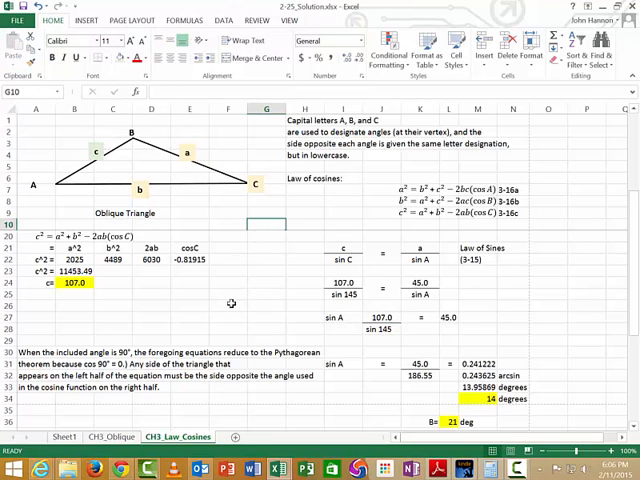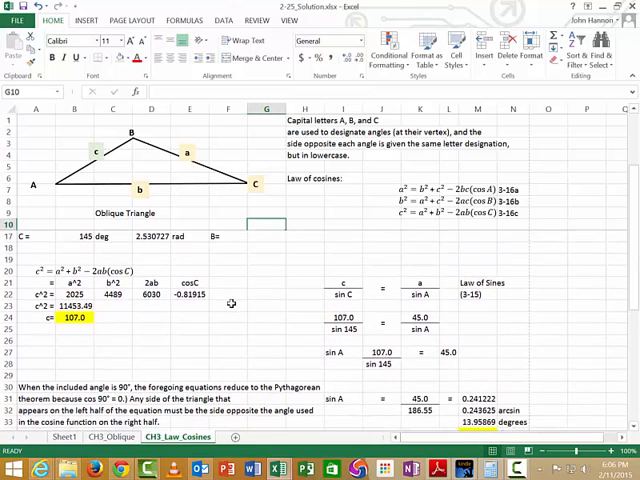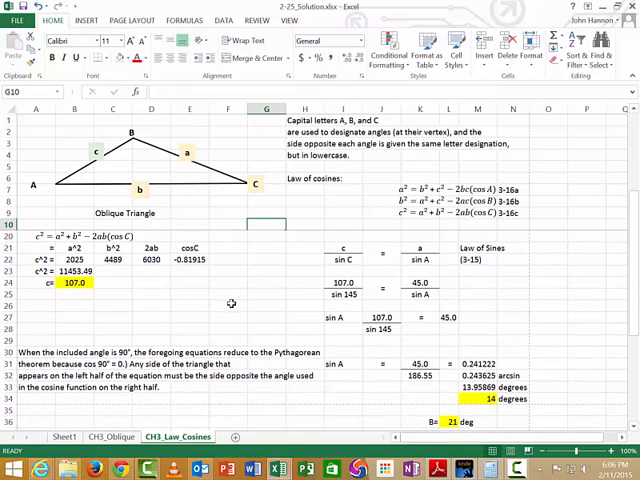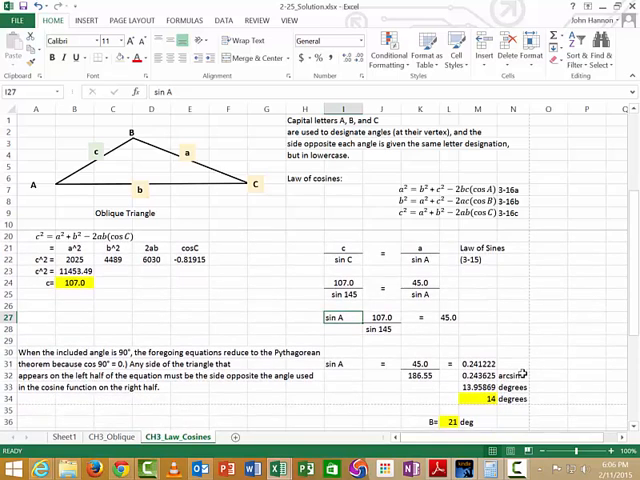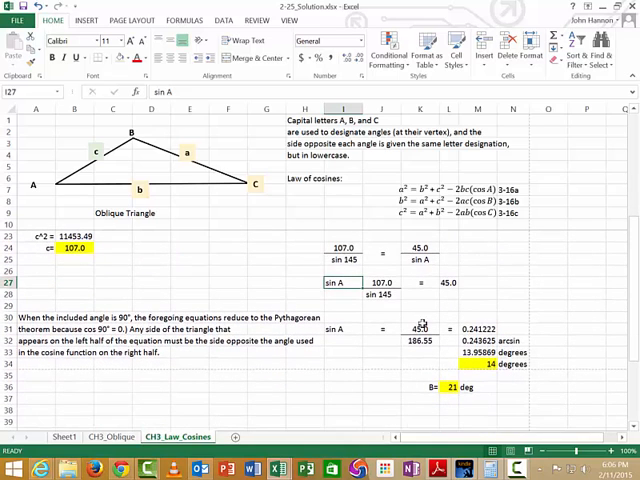So then we just go back to the law of sines to solve for A right here. And we did that in a previous example. I isolated the sine of A with just simple algebra. Sine of A times this division equals 45.